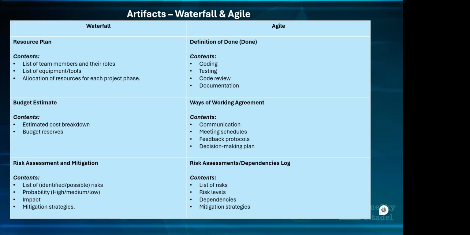You're able to plan that resource in. The content you're looking for in this document is the list of team members and their roles. You want to put the list of the equipment and the tools. You want to allocate resources to each project phase. So the initiation phase, who do we need? What is the role of the person that we need? How long do we need this person for? How much are we paying this person to do this?